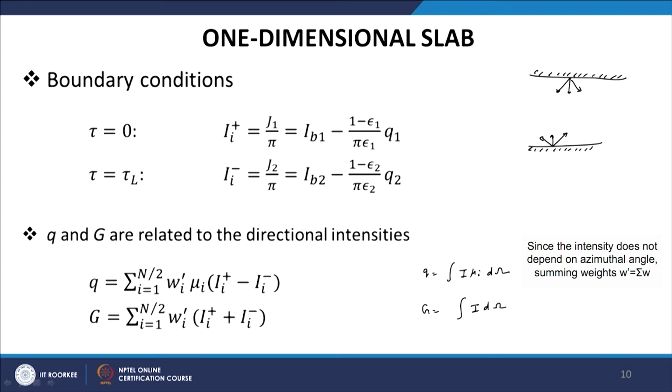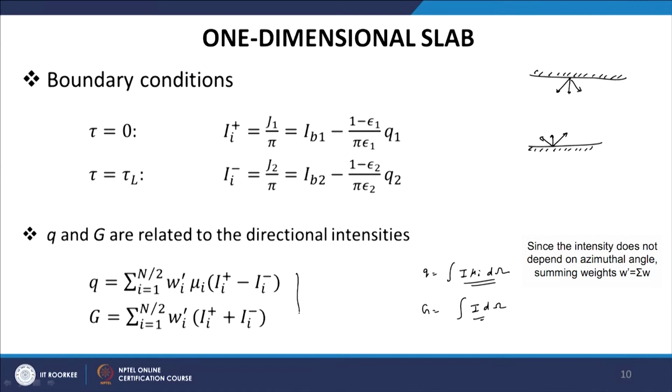So, we can write down our radiative heat flux and incident radiation in terms of the variables that we are solving the radiative transfer equation for, that is I plus and I minus. In terms of I plus and I minus, the radiative heat flux Q and G can be written by approximating this integral using summation, as has been done here.